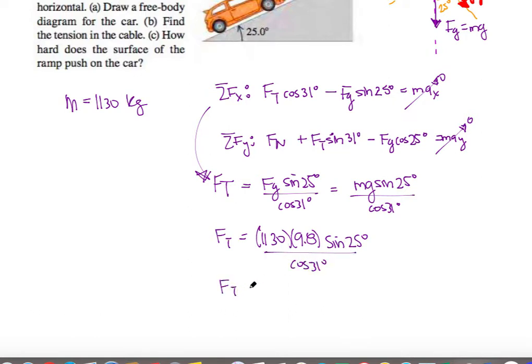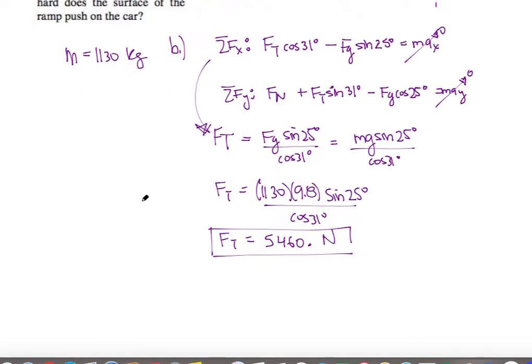So we plug all this into our calculator and we get a tension force of 5,460 rounded, and that's going to be in newtons. So there's my tension force. This all was part B. Now C says how hard does the surface push on the car? So this is just asking us for normal force at this point.